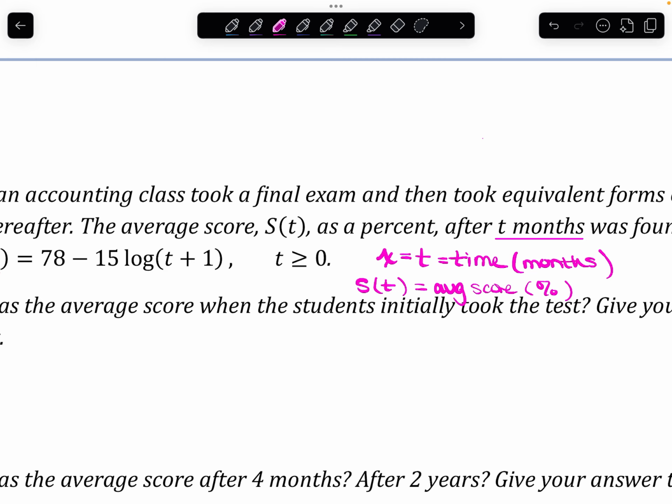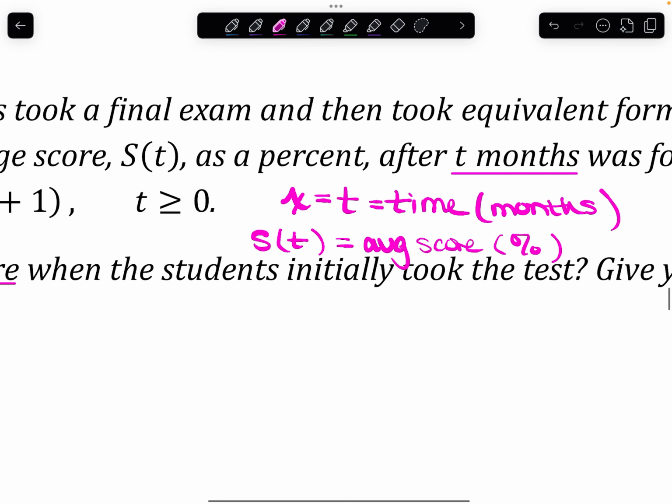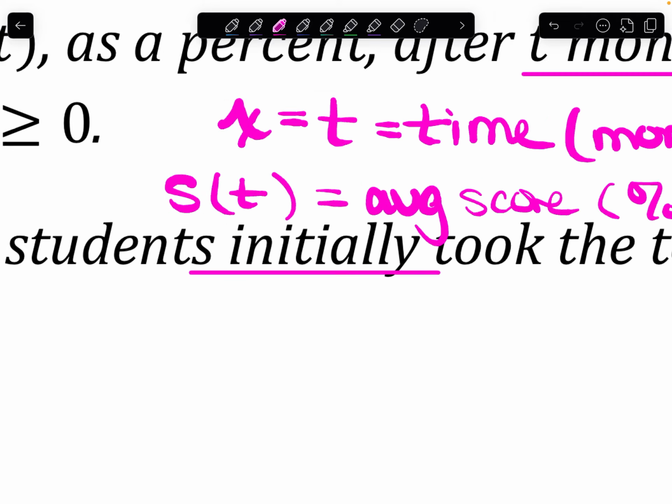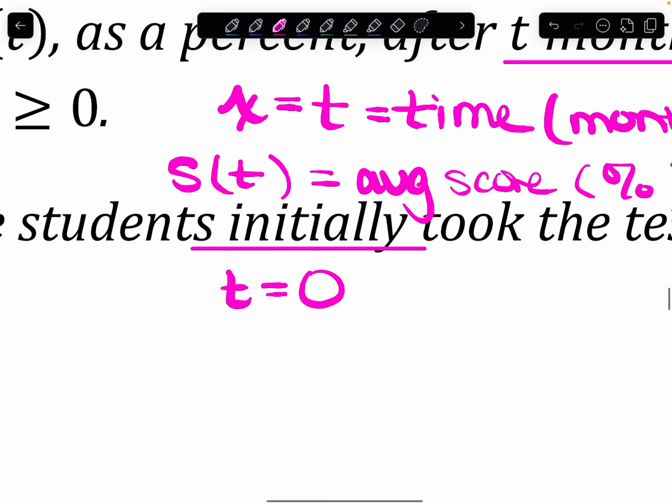All right, so if we go read this problem, what was the average score? That means find y, because we don't know what y is, when the students initially took the test. So initially, it's an important word. You want to make sure you understand what it means. That means when everything first started. So in this case, when t equals 0. No time has gone by. They took it and then started counting time. So we're being asked to plug in 0 for t.